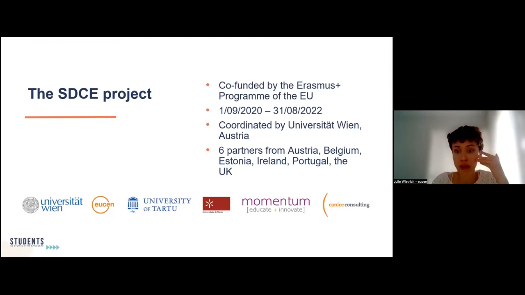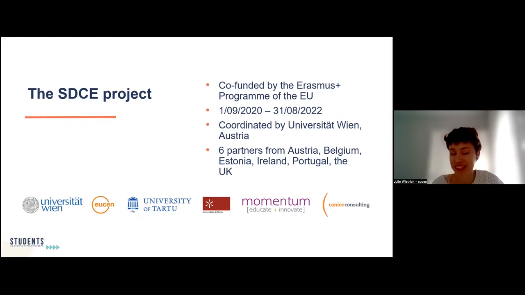The project is co-funded by the Erasmus Plus program of the European Union. It started in September 2020 and is still running until the end of August this year, so it's coming to an end. The project is coordinated by the University of Vienna in Austria and has a total of 6 partners, among which 3 universities. In addition to the University of Vienna, we also have the University of Tartu in Estonia and the University of Minho in Portugal.